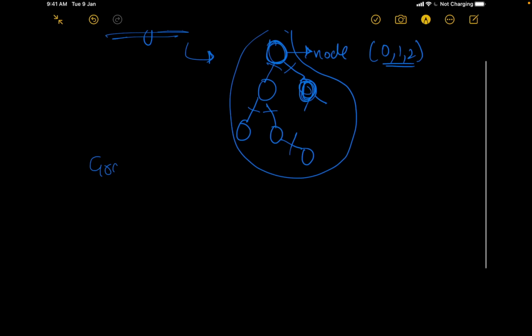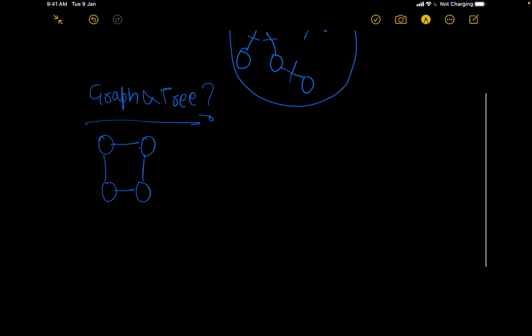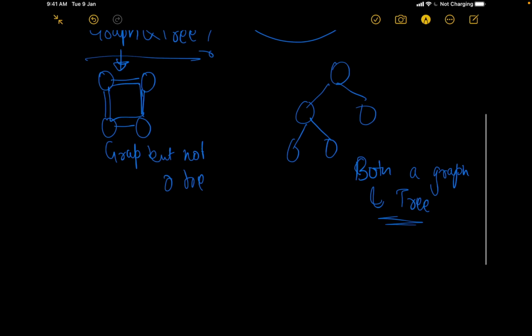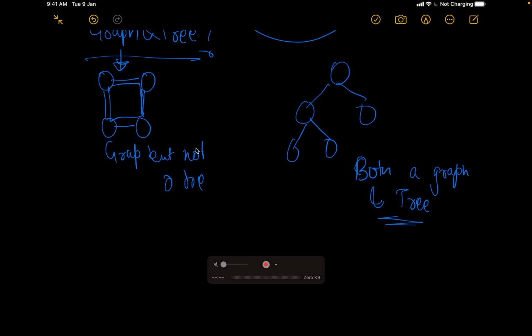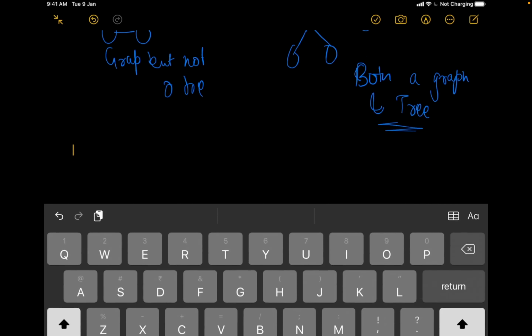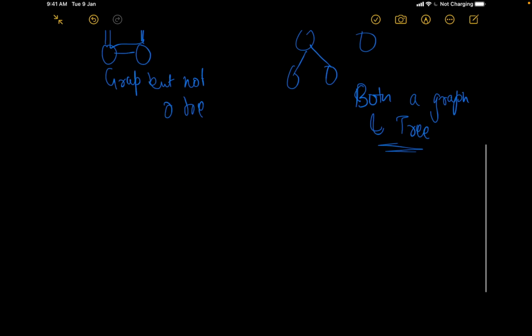Also, what's the difference between a graph and a tree? A graph may or may not have cycles in it. So this, for example, is a graph but not a tree because it has a cycle in it. On the other hand, this is both a graph and a tree. So every tree is also a graph, but not every graph is a tree, because if a graph contains a cycle, it won't be considered a tree. With that, let's move ahead.